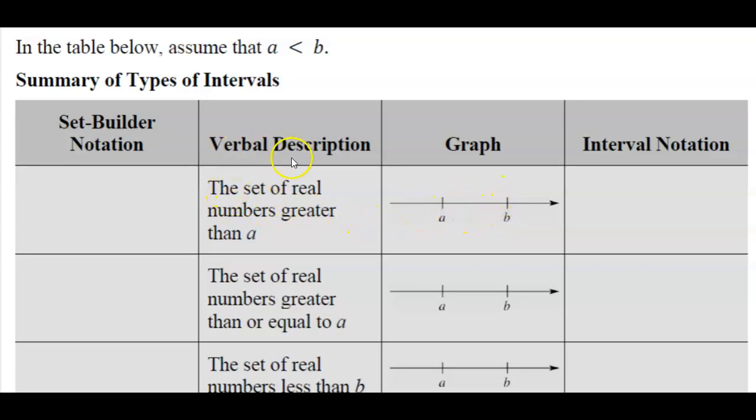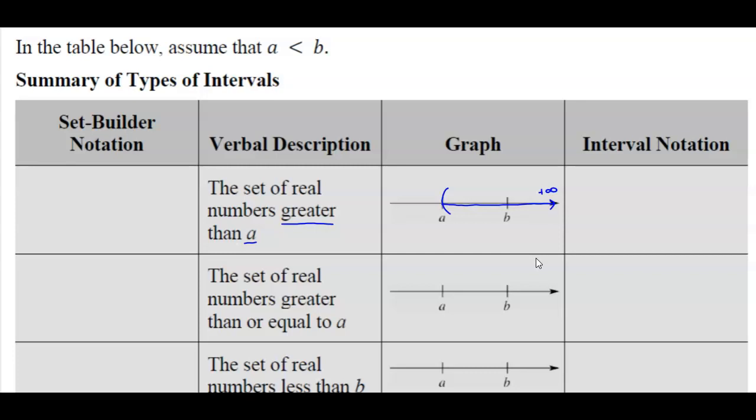So in the verbal description, this says the set of real numbers greater than A. So we're going to go over here and graph first, and then we're going to fill in the set builder and the interval notation. So if we take a look at the graph, it says set of real numbers greater than A. So that means that it doesn't say greater than or equal to. Since it just says greater than, we're going to use a parenthesis, and it's going towards the right, towards positive infinity. So therefore, that's going to be the graph.